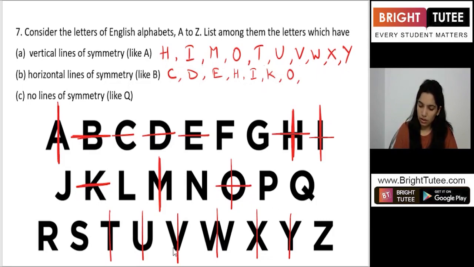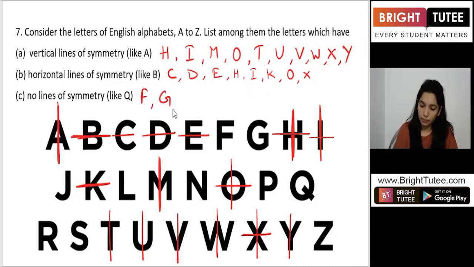Then do we have any other? Yes, we have got an X. X can have a horizontal line of symmetry, right? No line of symmetry, like Q. So clearly F is one of them. It cannot be divided either vertically or horizontally.